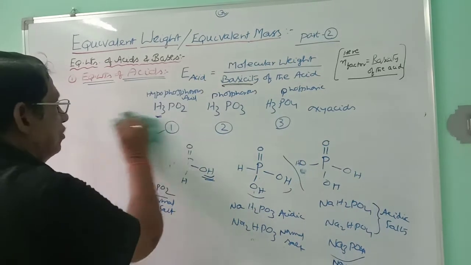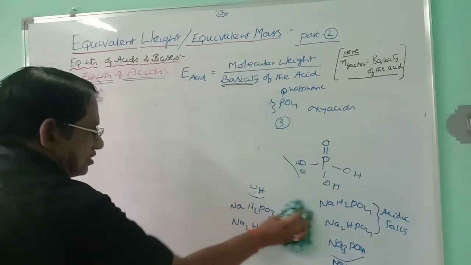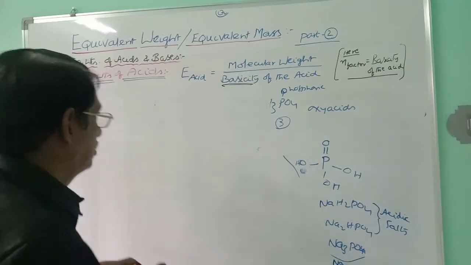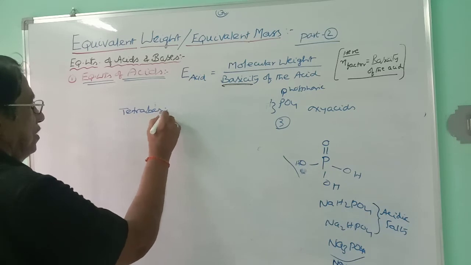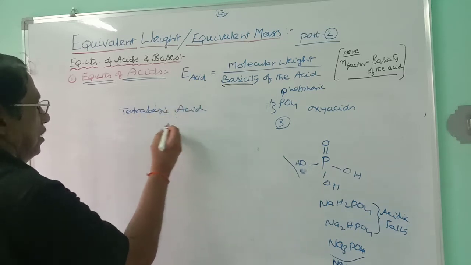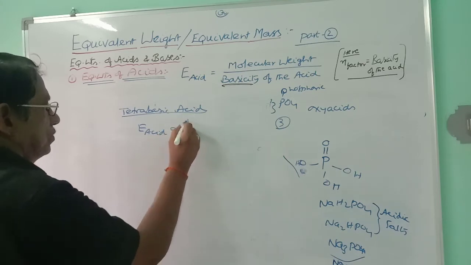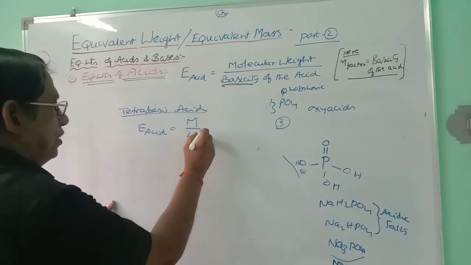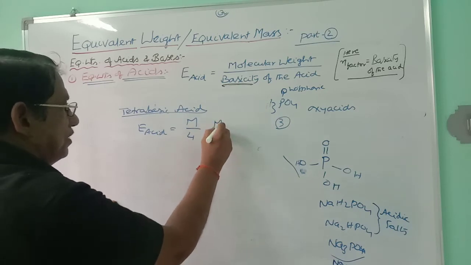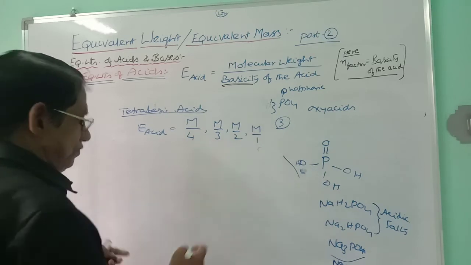And finally, we have to take one more acid that was already discussed, that is tetrabasic acid. In this case, the equivalent of the acid is molecular weight by basicity 4. So, M by 4. It may become M by 3, M by 2, or M by 1.